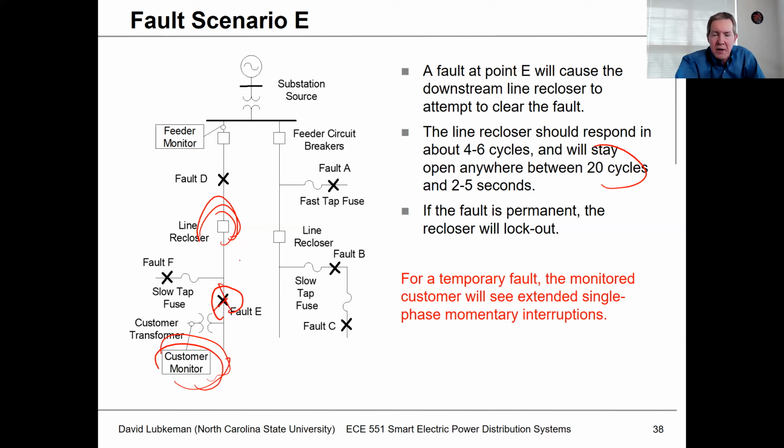If you have a fault right here, then this recloser is going to try to operate in order to clear that fault. If the fault's going to be permanent, then this recloser is going to lock out. So this is another sort of bad case. Anytime you have a fault on the same circuit as your critical customer, there's usually not any really good outcomes in that case. They're going to see sags, they're going to see momentary interruptions, and they may even see a sustained interruption.